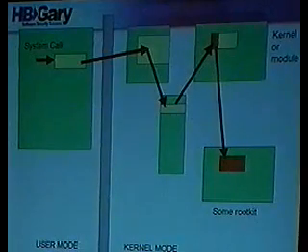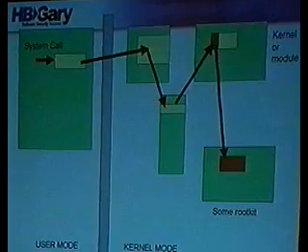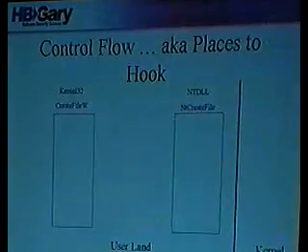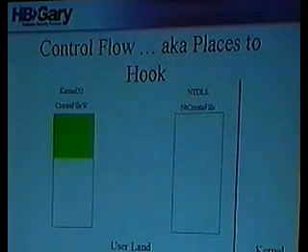Now here's an example of a system call hook. On my left, there are the system calls being made. That's an application asking the operating system to do something on its behalf. It passes through that magic barrier there. Now it's in kernel mode.